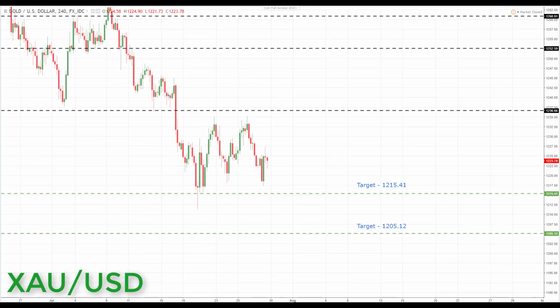And finally, we have gold. Now, gold is another market that didn't really do much last week. In fact, we're still in this kind of corrective phase here. So very little happened last week on gold. There wasn't much opportunity in gold last week.